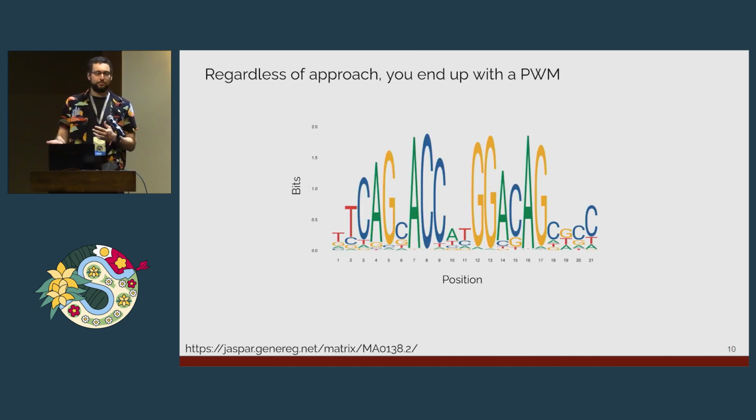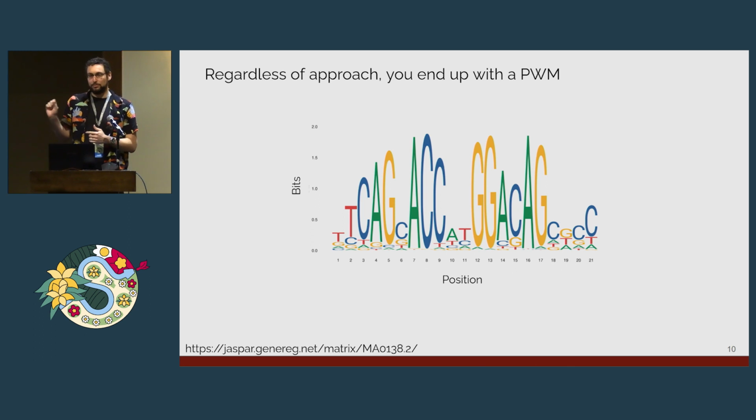So regardless of this approach, because those are two, there are many others, you end up with something called a position weight matrix. For each position in this motif, it's saying basically how conserved is each nucleotide. So this is the PWM for Vest, which we're going to return to later.